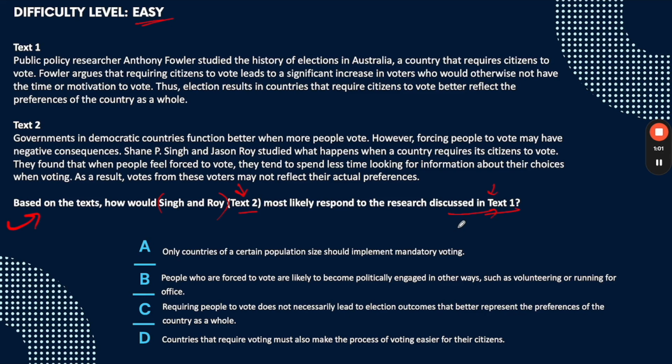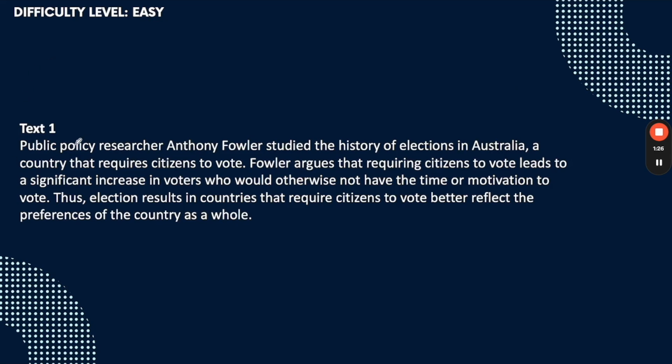So when I go to text 1 and read it, I will pay extra attention to what the research is about. And when I go to text 2, I'm going to pay extra attention to how Singh and Roy respond to that research, or what their opinion is. These are the things that I'm going to pay extra attention to while reading the two texts. Now let us go ahead and read text 1 first.